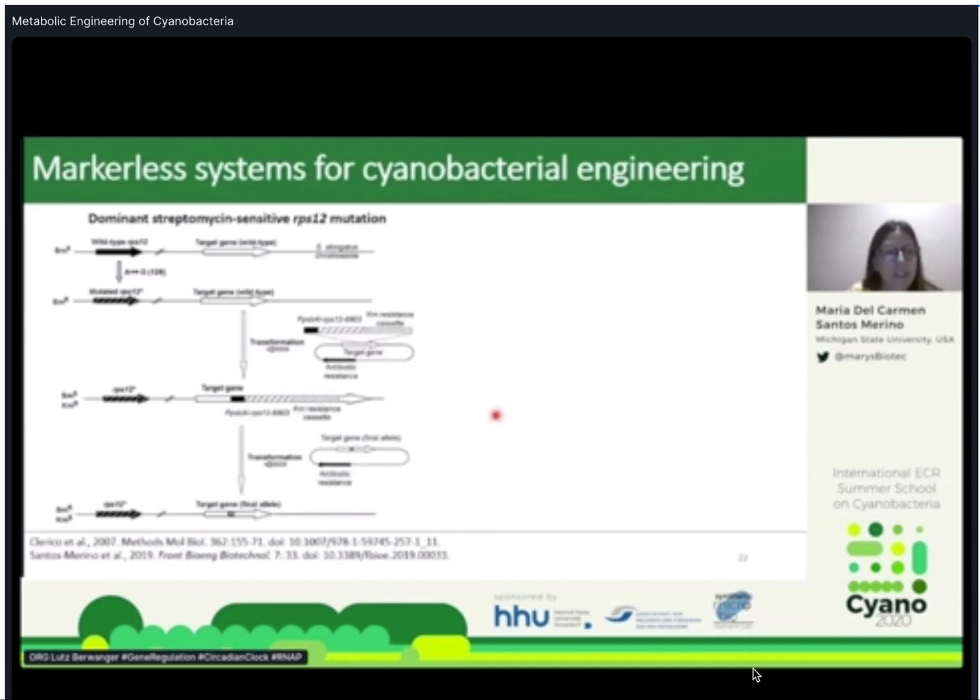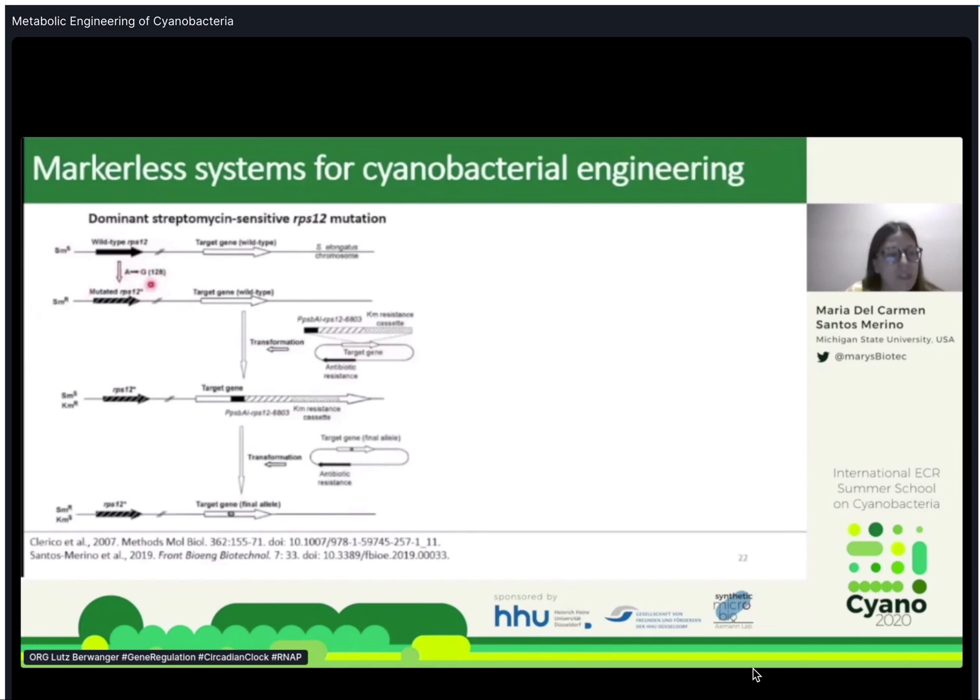Some markerless systems have been developed for cyanobacteria. This first one is a very old one, but I have been using it in my thesis and it works very, very well. The main problem is we need to build two plasmids for its modification. We are going to start with a wild type strain, and we are going to modify the wild type RPS12 gene. We're going to introduce a mutation in nucleotide 128, changing from adenine to guanine.